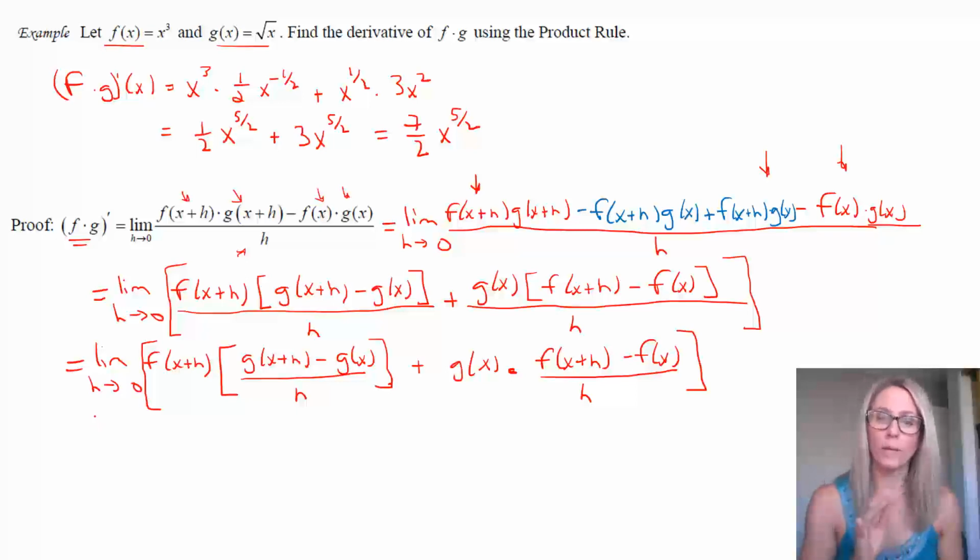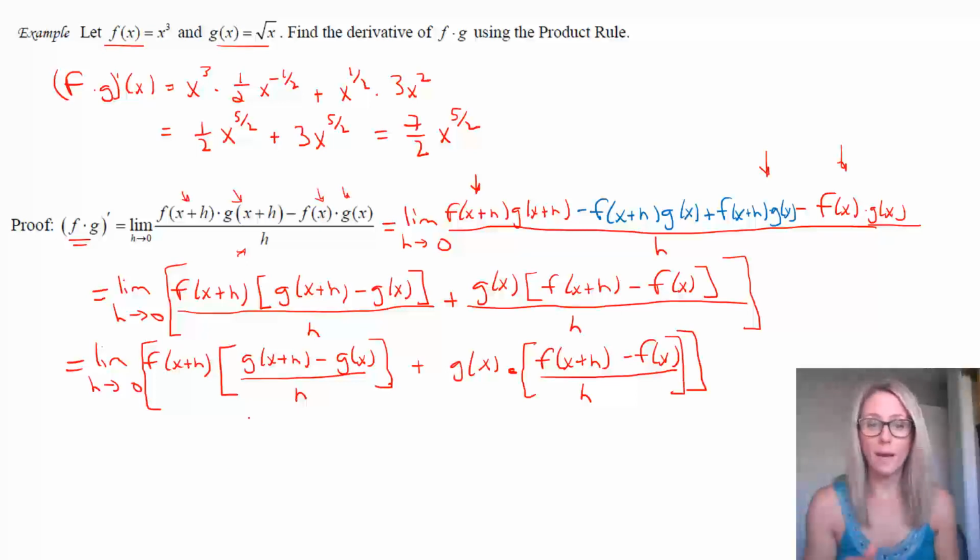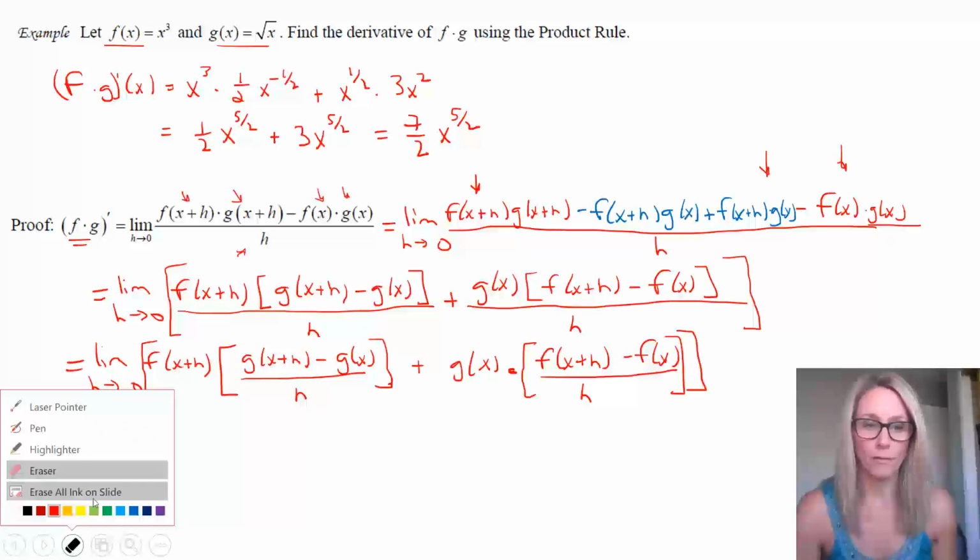But now, when we take our limit, you might be thinking, can we take our limit? We can, even though we have h in the denominator, because what we have here are just definitions of derivatives. So I'm just going to take my limit now. I'm ready. So now we can take that limit and see what we're left with. Try to follow along.